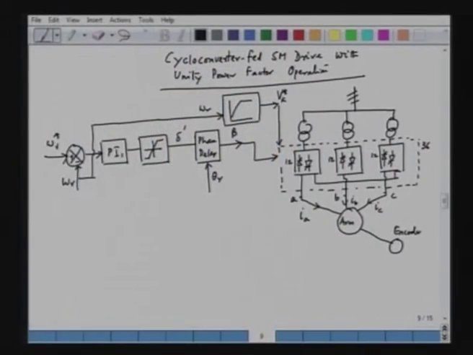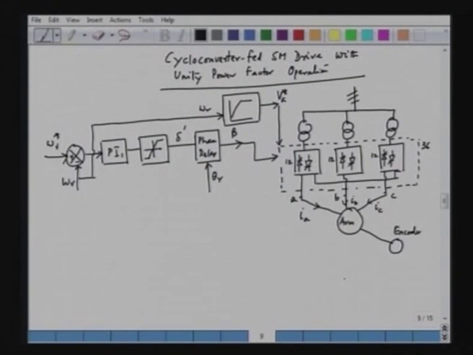So, we have 3 phases and we can generate any one phase. Say for example, if we generate phase A, we can generate phase B and phase C. Phase B merely lags behind phase A by 120 and phase C lags behind phase B by 120. So, in fact, if we have the amplitude and angle of phase A, we can generate all 3 phase references for the cyclo converter, and then this cyclo converter will be feeding 3 voltages to phase A, phase B, phase C of the armature. What about the field winding?